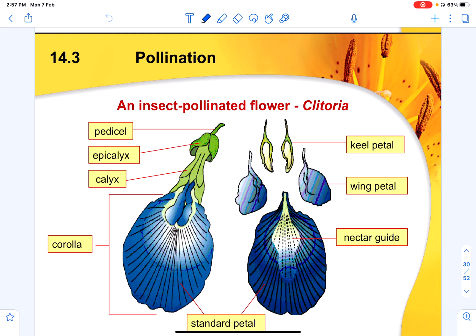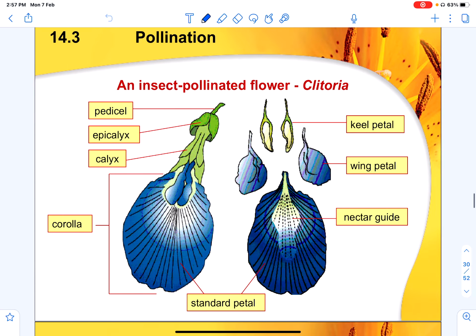Some other examples of questions they can test you on using this concept is that they give you a picture of a flowering plant, and from the features in the picture you are required to identify the mode of pollination in the flower. Is it wind or is it insect? Okay. So over here, these are the different parts of an insect pollinated flower.